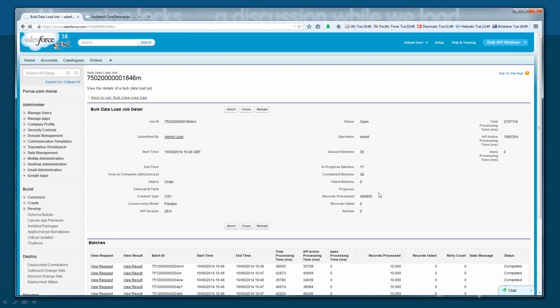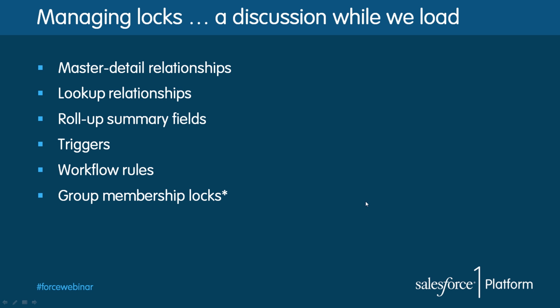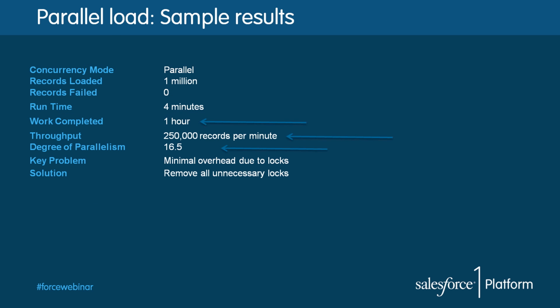So what actually causes locks? Well, master detail causes locks because it obviously has to update information in the parent record. And lookup relationships that have that flag set also cause that same sort of issue. If you've got roll-up summary fields, they can cause locks. Triggers can cause locks because triggers are running on each block of code, and they could be hooking things up as well. Workflow rules again can lock up stuff, and also group membership locks.